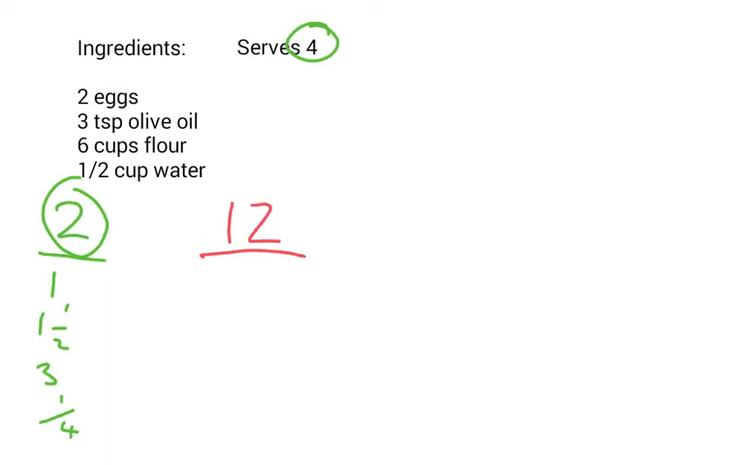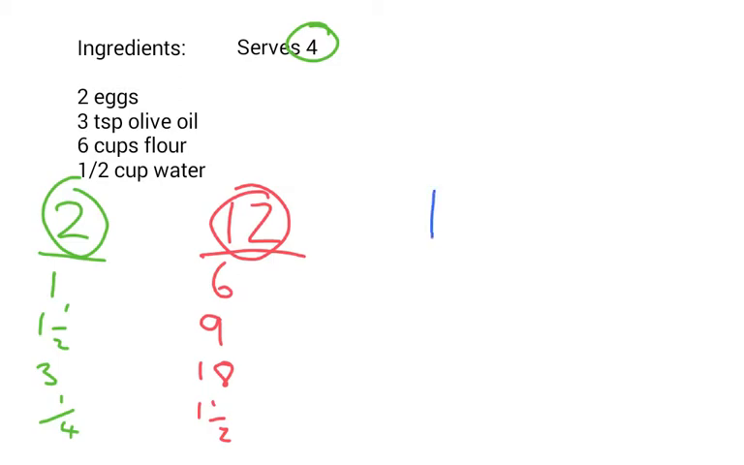So instead of 2 eggs, we're going to need 6 eggs. Instead of 3 teaspoons of olive oil, we're going to need 9 teaspoons of olive oil. Instead of 6 cups of flour, we're going to need 18 cups of flour. And instead of half a cup of water, we're going to need 1.5 cups of water. Now the recipe serves 12 people, 3 times as much as 4 people.